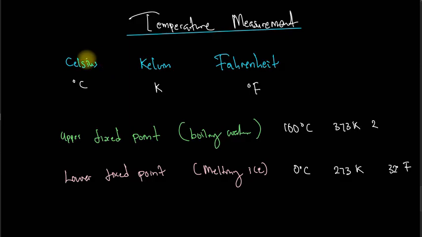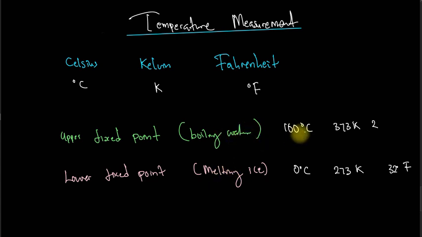For temperature measurement, we have different units: Celsius, Kelvin, and Fahrenheit. And there's something we call upper fixed point. That is the temperature of pure boiling water at standard atmospheric pressure, which is 760 millimeters of mercury. Then the lower fixed point is the temperature of pure melting ice at standard pressure, which is 760 millimeters of mercury, right?